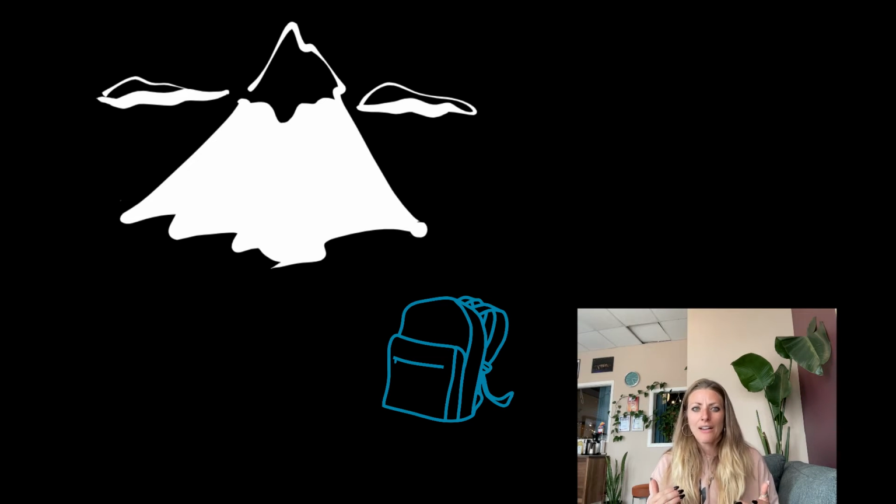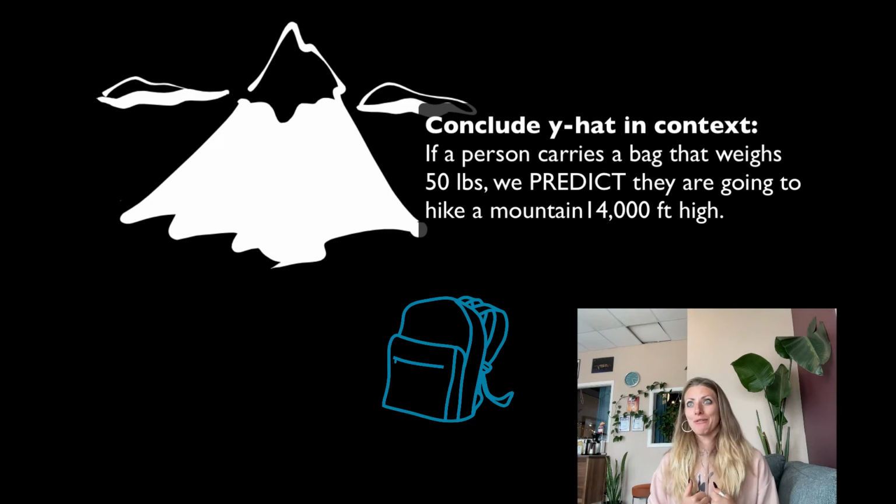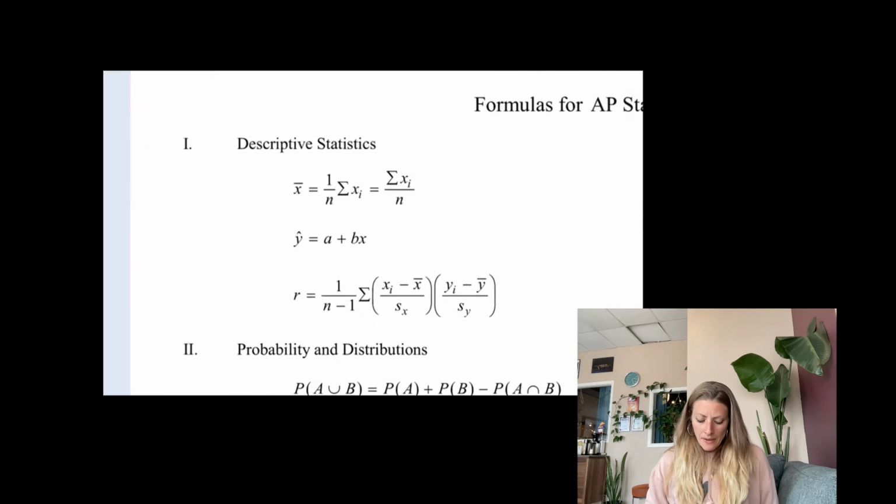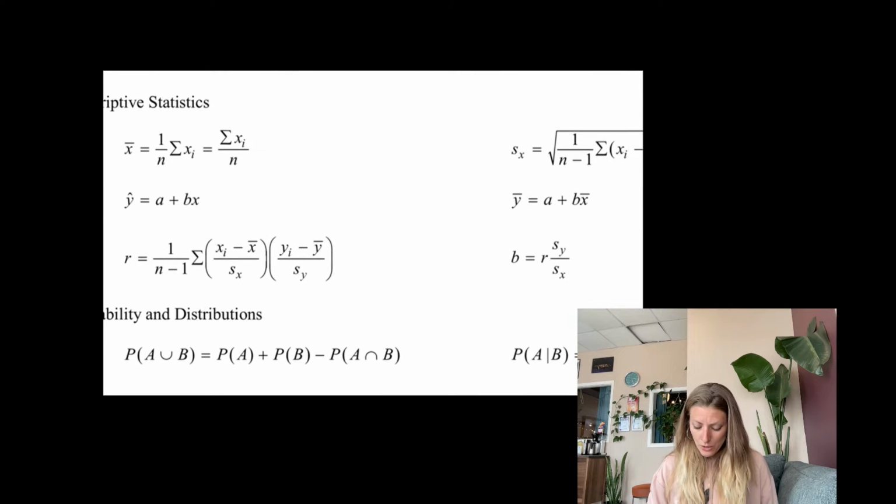And you should also be very clear if you're predicting mountain height based off of backpack weight that you're carrying, or something like that. You want to mention that if you're carrying a backpack of weight 50 pounds or something, then we predict that we're going to go on a hike for a 14er, something like that, right? So y hat, you always want to mention that it's a predicted value and include the context. So that brings us then to these other three formulas.